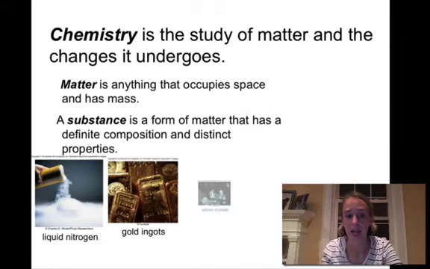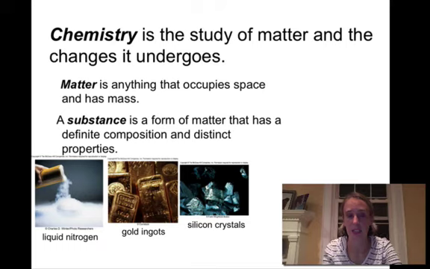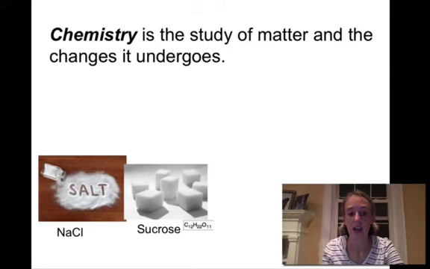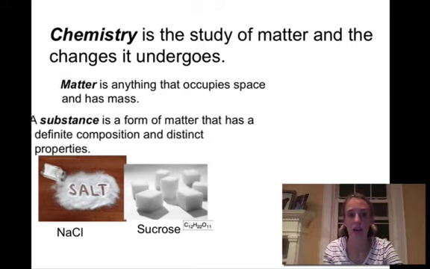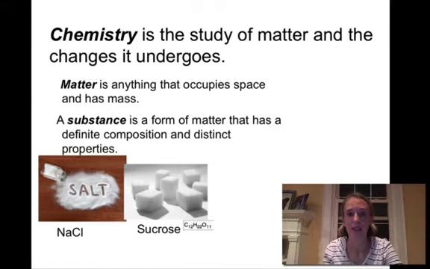And we've gone over these quick definitions in class today, but matter is anything that takes up space and has mass. And I gave the kind of tricky definition of a pure substance, or often just called a substance in chemistry. It's a form of matter that has definite composition and distinct properties. So these can be elements like nitrogen or gold or silicon, compounds like sodium chloride and sucrose, which have definite compositions of more than one element.